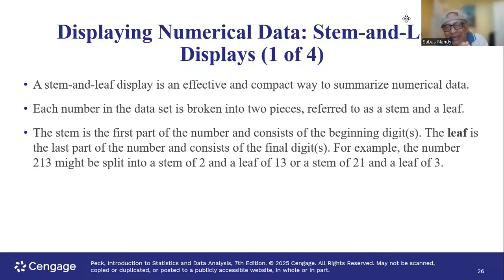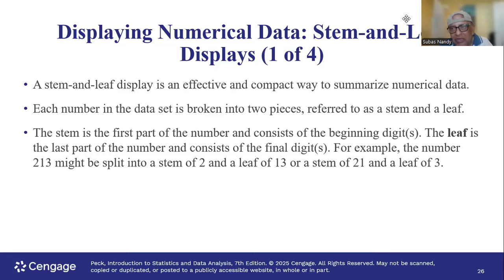This is the key, the second bullet. Each number in the data set is broken into two pieces. That is the critical thing, referred to as the stem and the leaf. The stem is the first part of the number and consists of beginning digits. The leaf is the last part of the number and consists of the final digit. So one way to think of it is the leaf is the last part of the number or the last digit and the stems are the numbers before it.